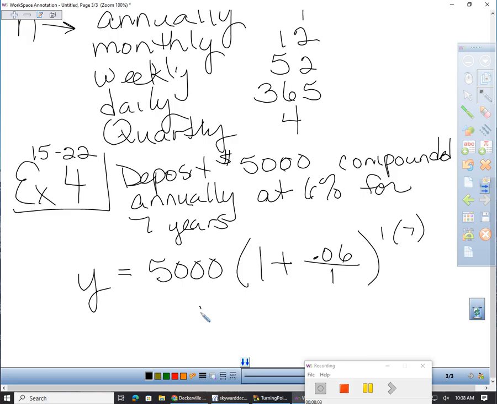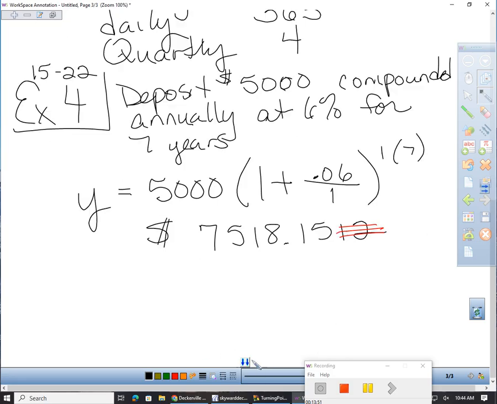So we get 7,518.1512. But this is money. Is that a money number? Okay, so what we do with money is we do what we call truncate. We cut off everything past the hundredths, past our pennies. All right, so that would be our answer right here, 7,518.15.